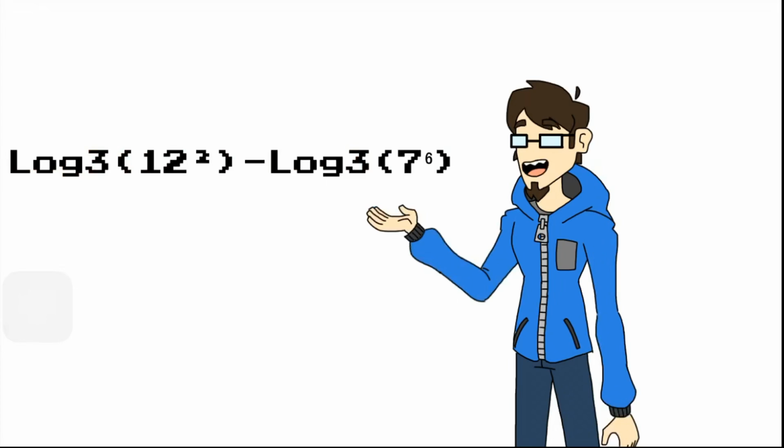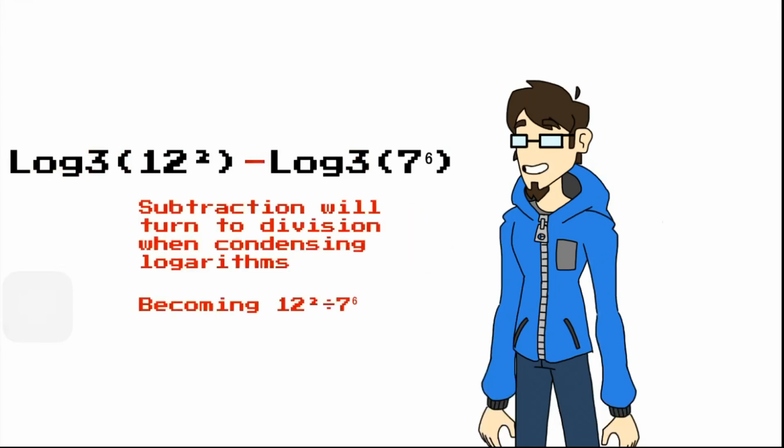Now we just have one final step to deal with, and that's dealing with that subtraction symbol, which can easily be explained as, in this situation, it just determines what happens to the arguments on both sides. If it was addition, the 12 to the second power and 7 to the sixth power would be multiplied with one another. But in this situation, it's a subtraction symbol, so that means that the 12 to the second power is going to be divided by the 7 to the sixth power.